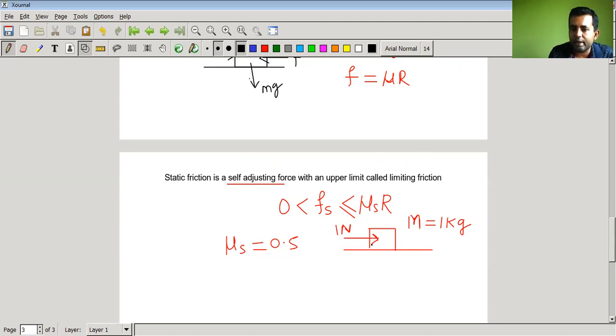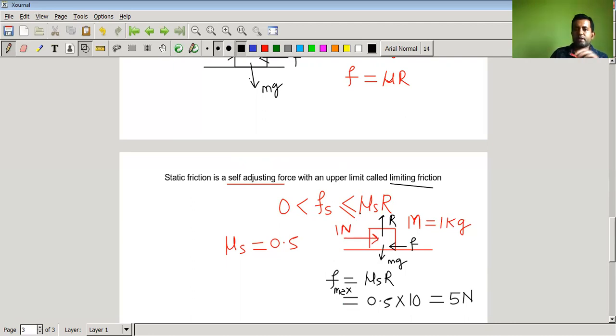If the block doesn't move, static friction will act in this direction. Now, what will be the maximum value of static friction? It will be mu s R. Mu s is 0.5, and R is nothing but mg. G is 10, so I multiply by 10. So the maximum value of static friction will be 5 Newton. This maximum value is called limiting friction.